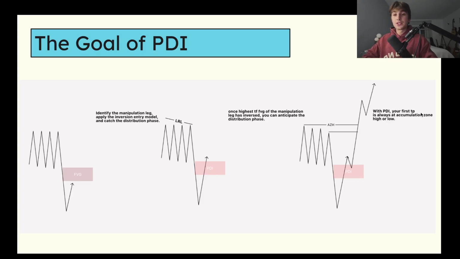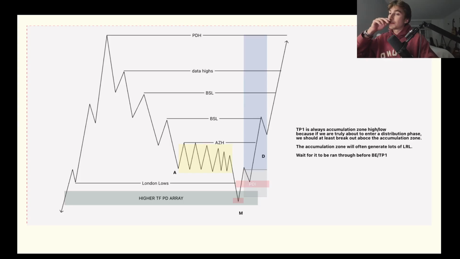So with PDI, your first TP is always at the accumulation zone high or low. You want to see all this low resistance liquidity get ran, or just the accumulation zone in general, wherever that high or low is of the accumulation zone. That's where you want your first TP to be, because if we're truly in a lower time frame AMD, we should run that accumulation zone completely, right? Hope that makes sense. So now let's get into this.